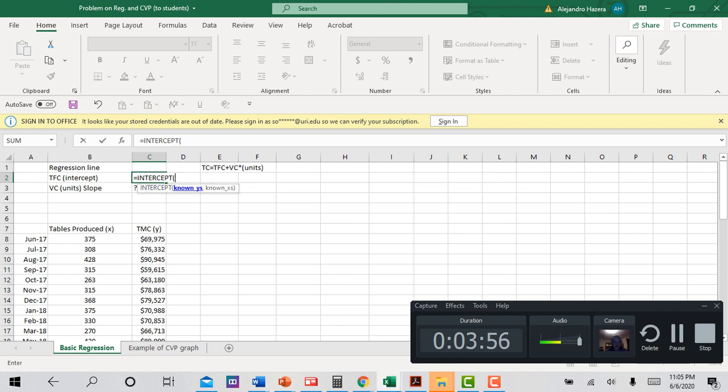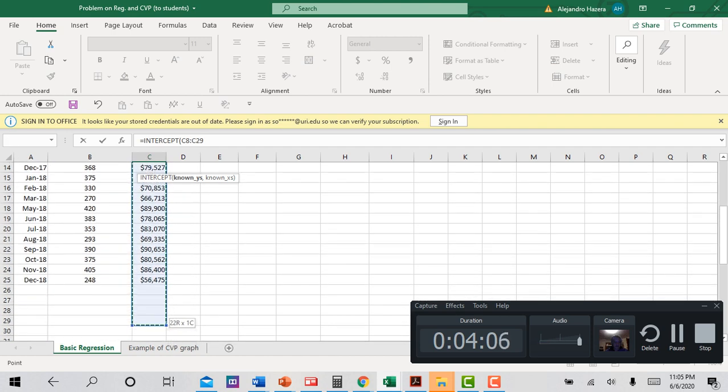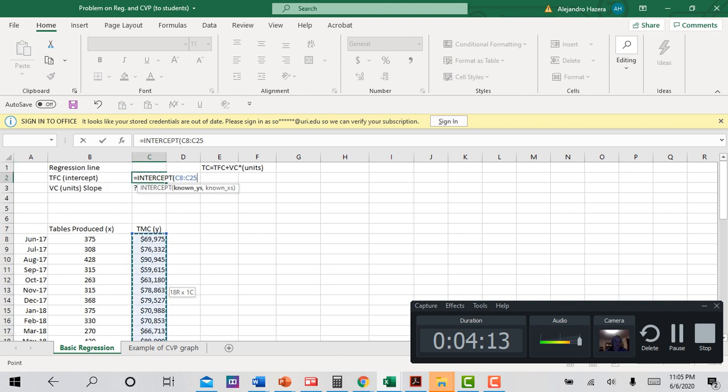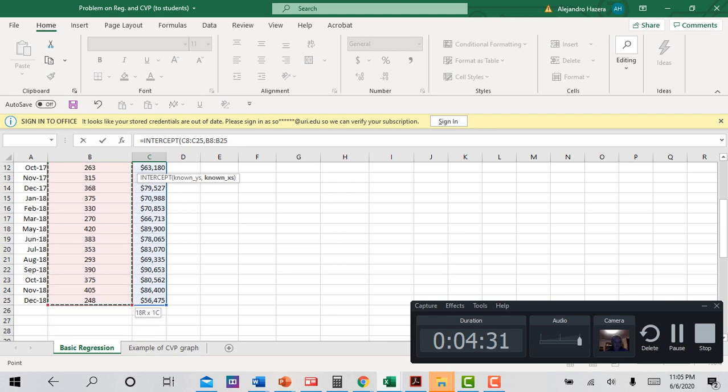It asks for known y's and known x's. Our known y's is this right here, and we'll actually just put the numbers in. So our known y's are the total costs. This is an example of a table manufacturer. So total manufacturing cost to make tables for each one of these periods are those monetary amounts there. And then the number of tables produced will be the amount right there.